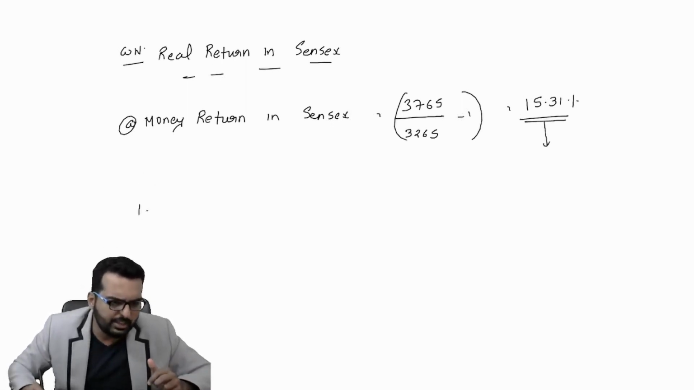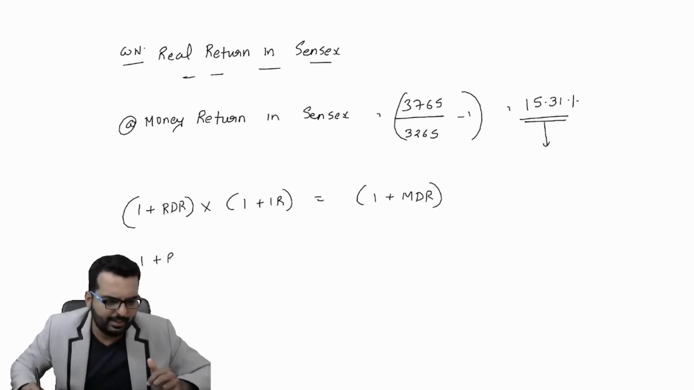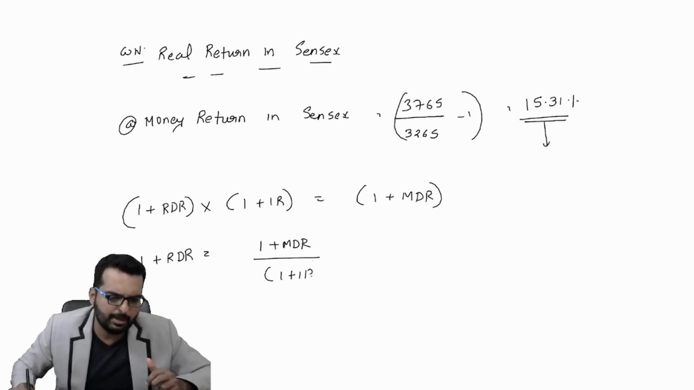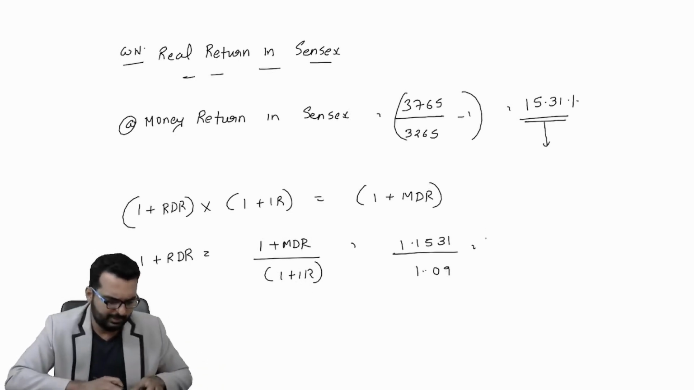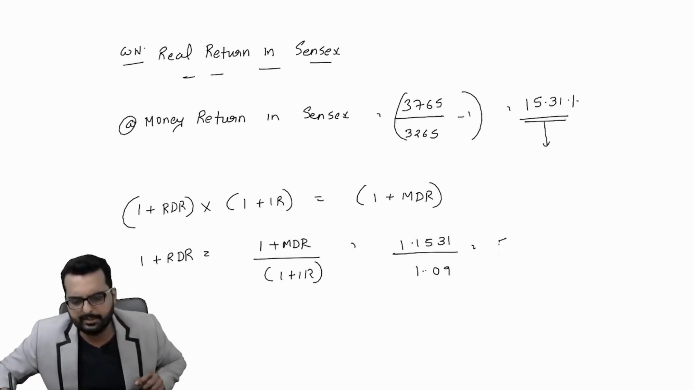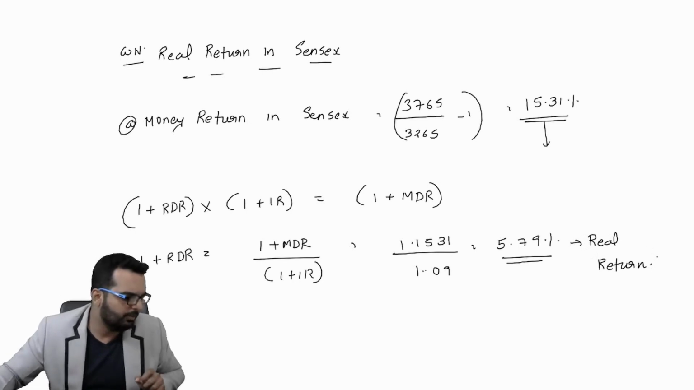So we have already learned an equation: 1 plus RDR into 1 plus IR should be equal to 1 plus MDR. Correct. So in that case, can I say 1 plus RDR is equal to 1 plus MDR divided by 1 plus IR? So that would be 1.1531 divided by inflation in India, which is how much? 9%. I'll get the answer as 5.79%. This is the real return. Please write down and finish it off, friends.